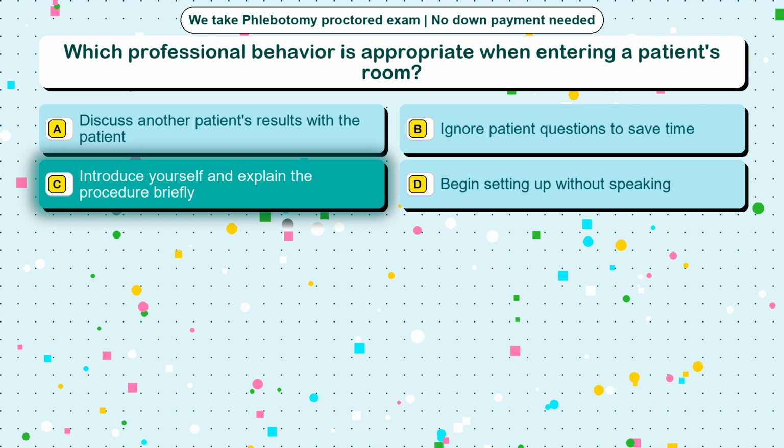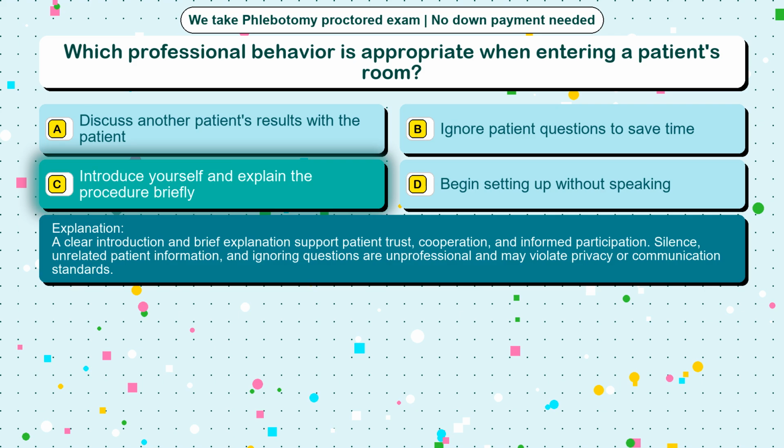The correct answer is option C. Introduce yourself and explain the procedure briefly. A clear introduction and brief explanation support patient trust, cooperation, and informed participation. Silence, unrelated patient information, and ignoring questions are unprofessional and may violate privacy or communication standards.